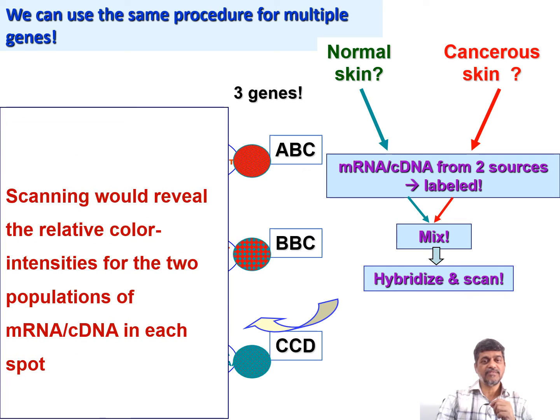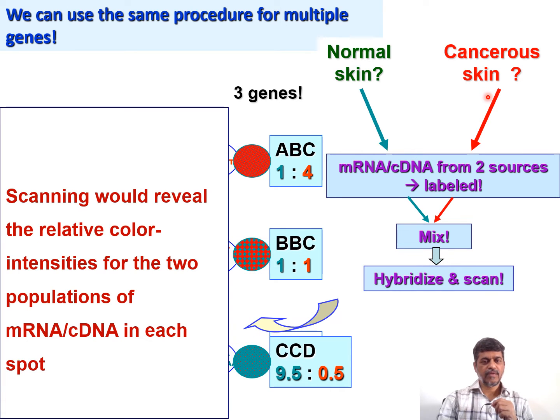Once I scan, I get these type of images. When I get the fluorescent intensities for 2 different wavelengths, I get the data and I can put them for ABC, it may be something like this, more intensity at wavelength 2, and similarly for BBC and CCD. So like this I can get the data. I have to interpret this now.